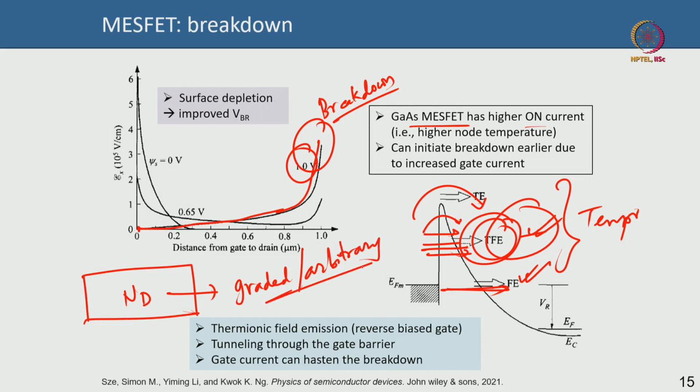The doping can change as a function of the depth, say y. It is not a constant doping everywhere, and that is called an arbitrary doping profile. Why do you need that? We will see that.